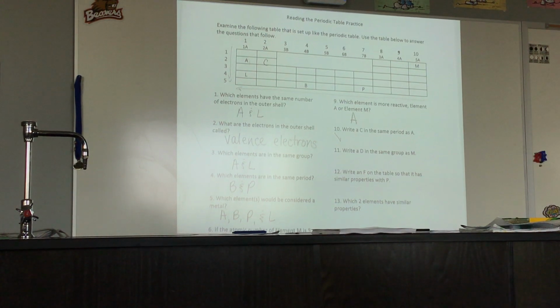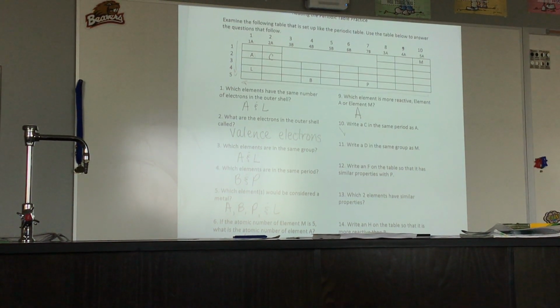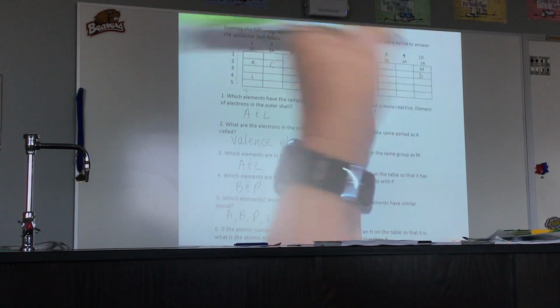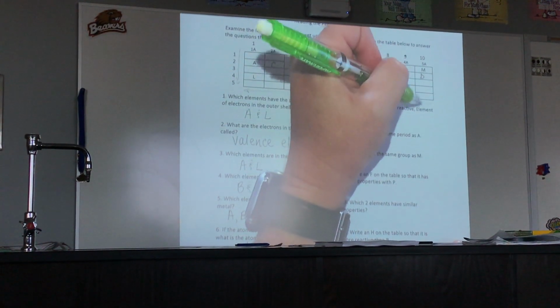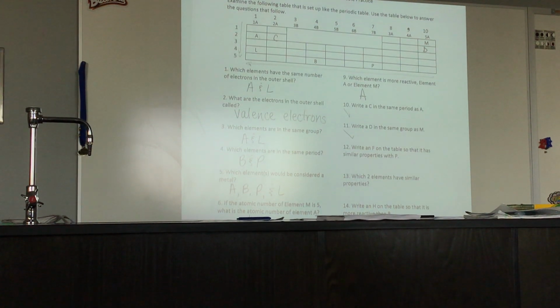We're gonna write a D in the same group as M. So where could I write a D on my periodic table? Right under M. Could do it right under M, yep. Or anywhere in group 10, absolutely. I'll put it right under M, that was what was recommended.